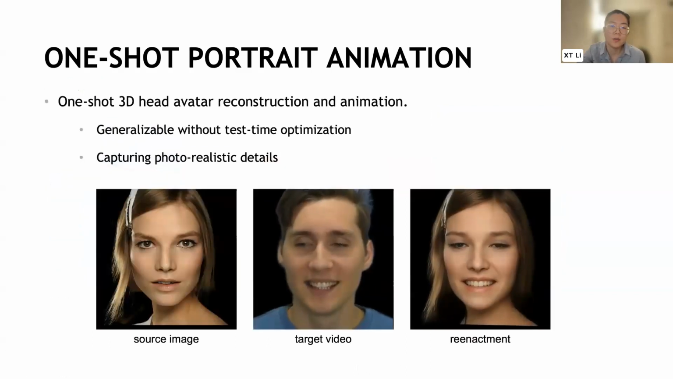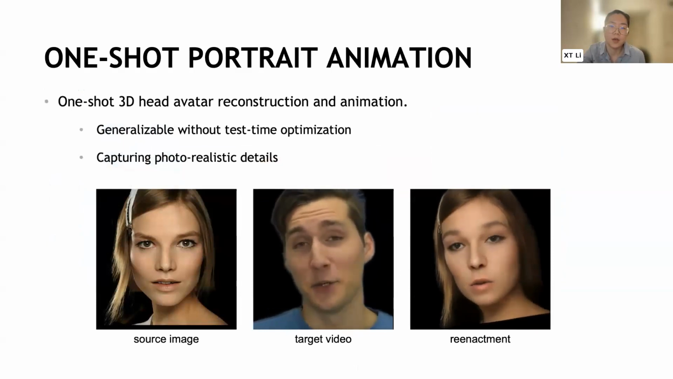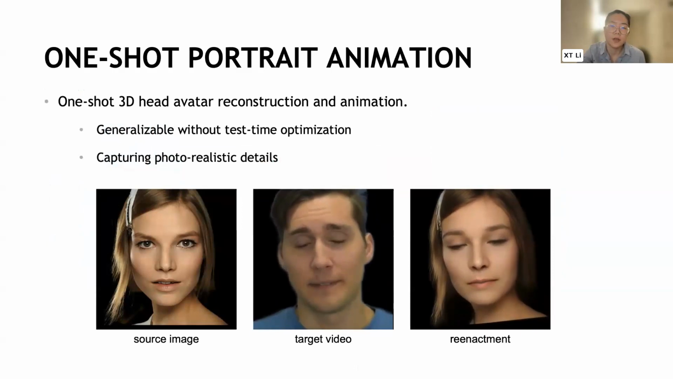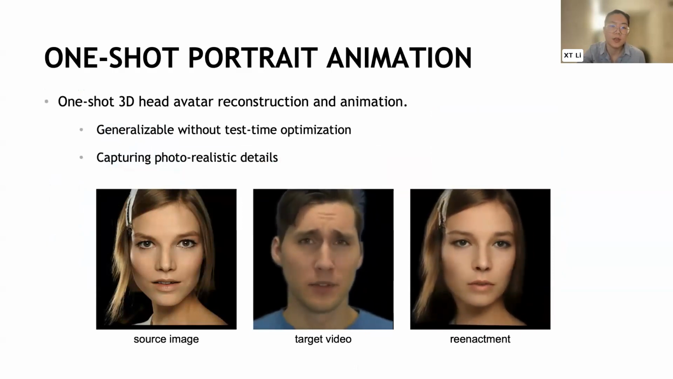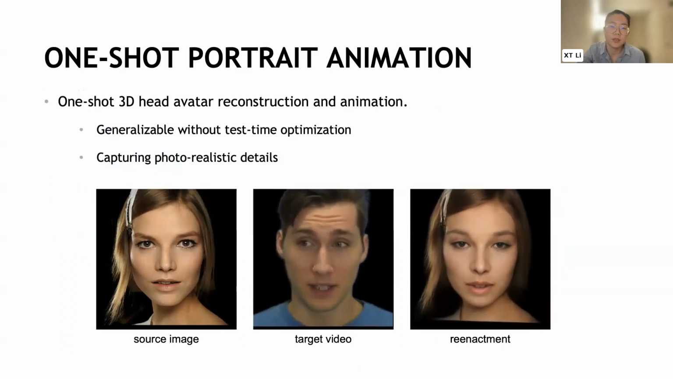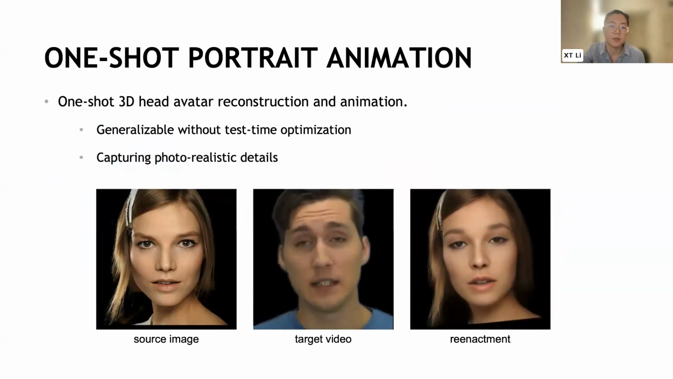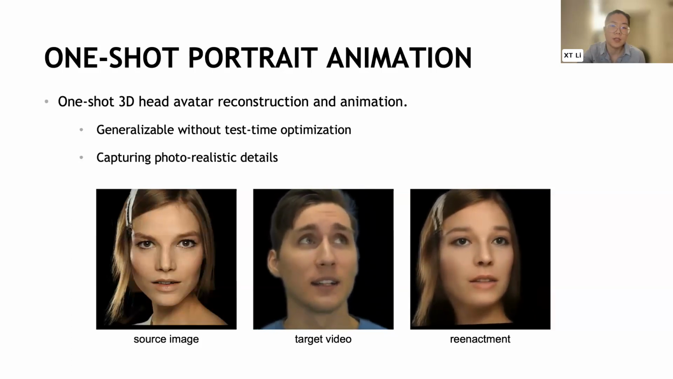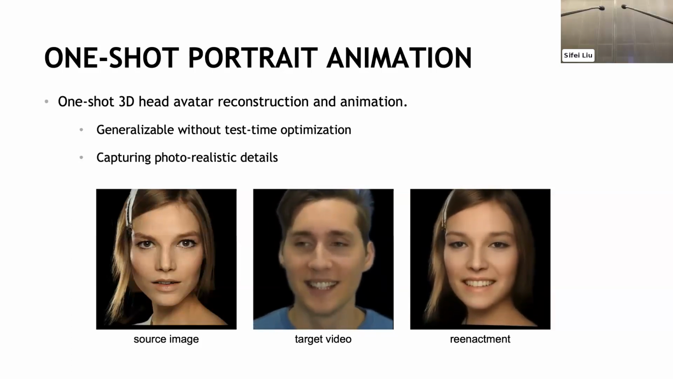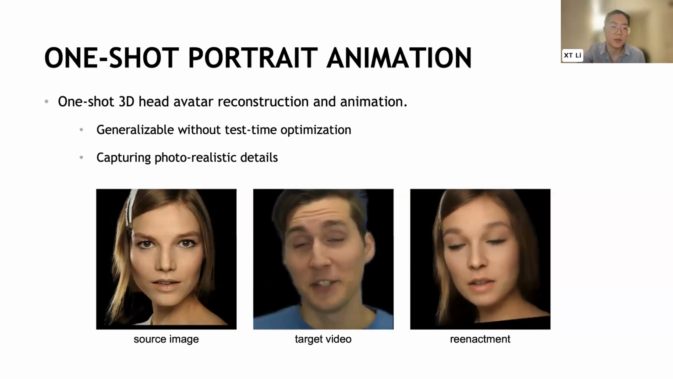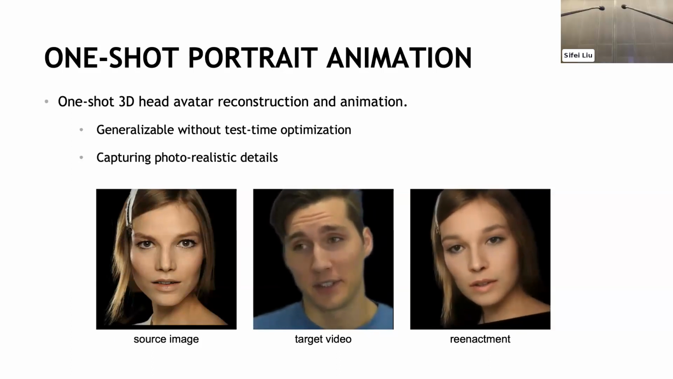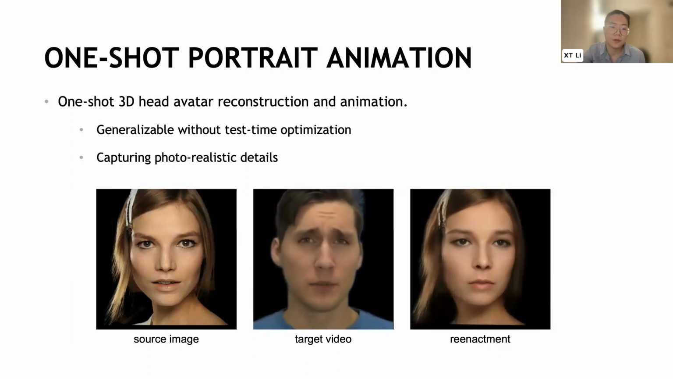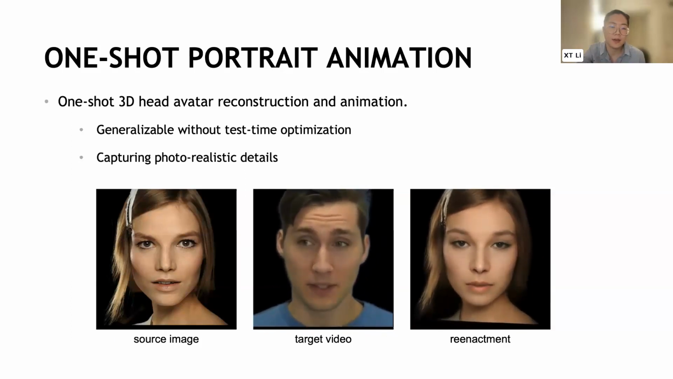So in this work, we target a more practical application case. Our input during inference is only a single view portrait image, and we aim to reconstruct its 3D shape and animate its motion according to a given target video. More importantly, we want our method to generalize to unseen portrait images without requiring test time optimization. And meanwhile, we want to capture the photorealistic details within and beyond the face region.